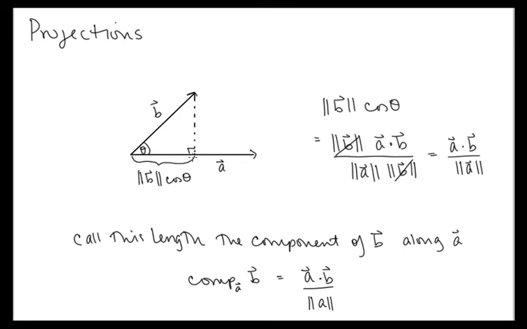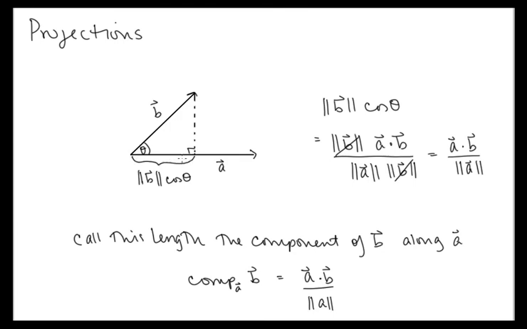Now I like to think of the projections as being like a shadow. If the sun is shining perpendicular to vector A, what would the shadow of vector B be? It would be this length here, right? And so what is that length?